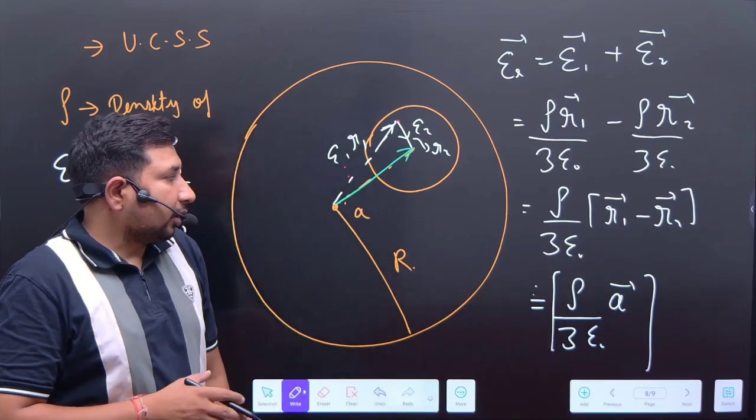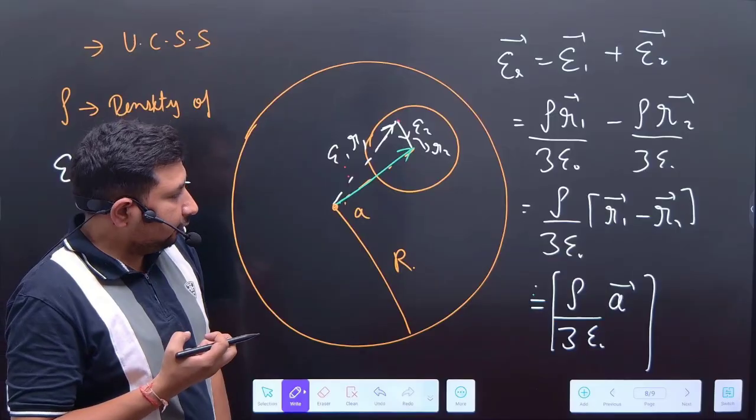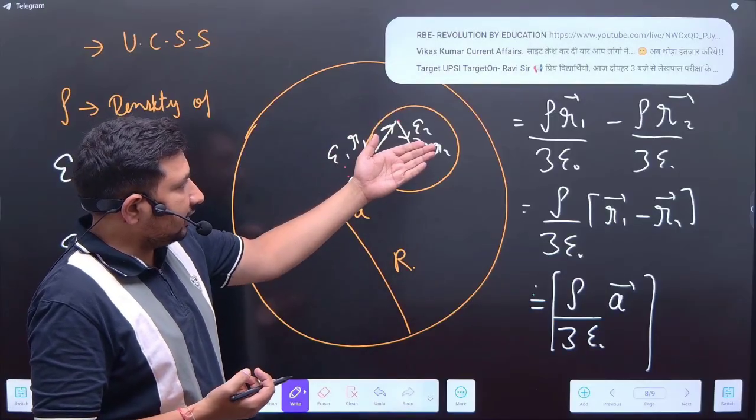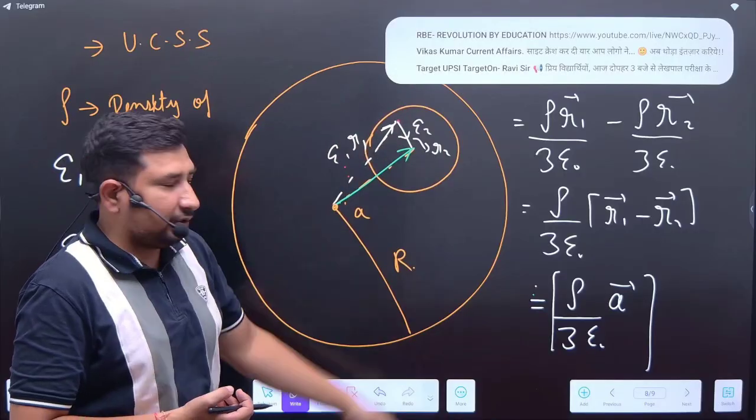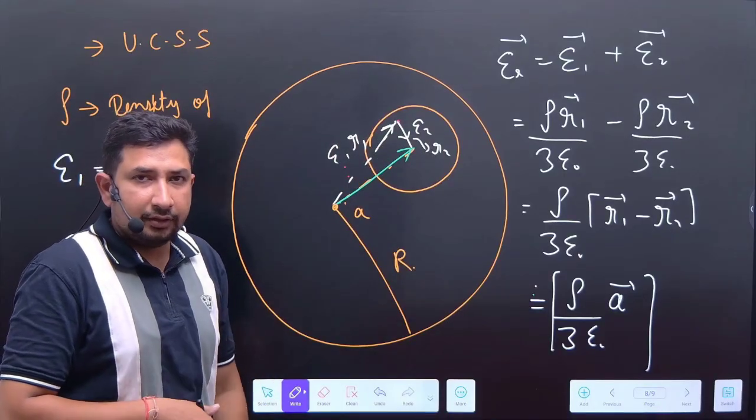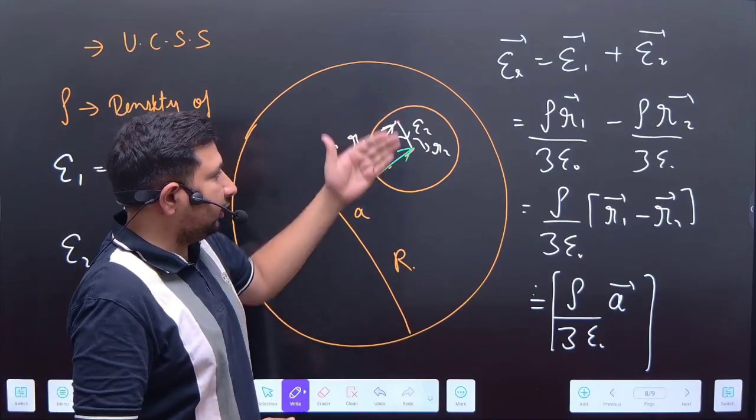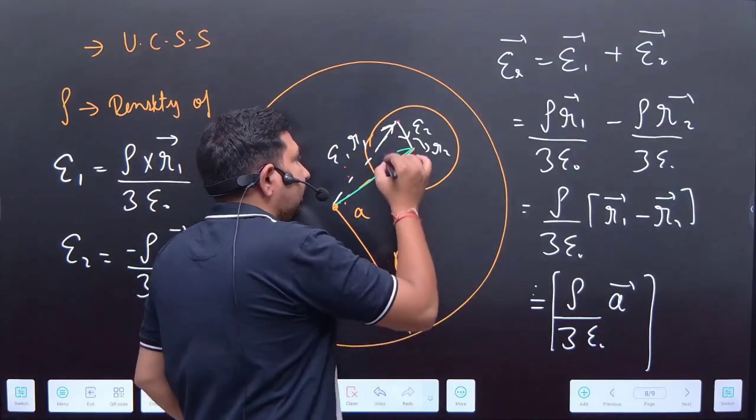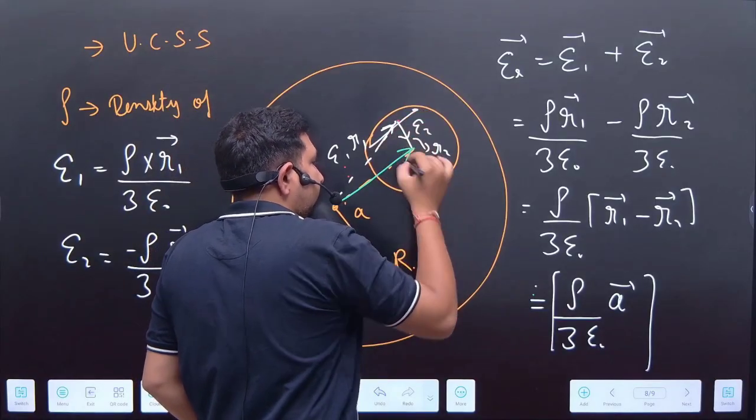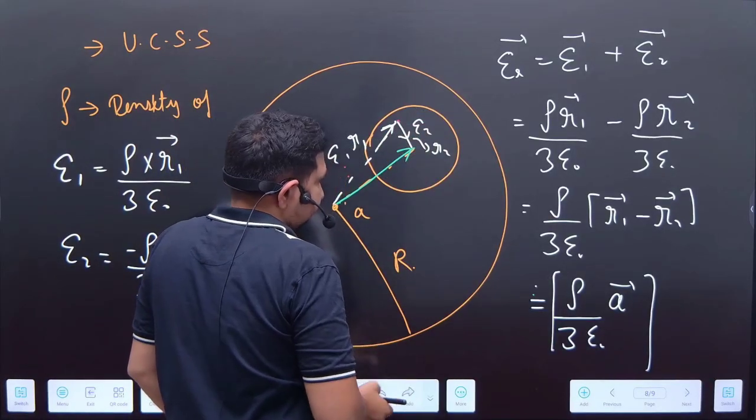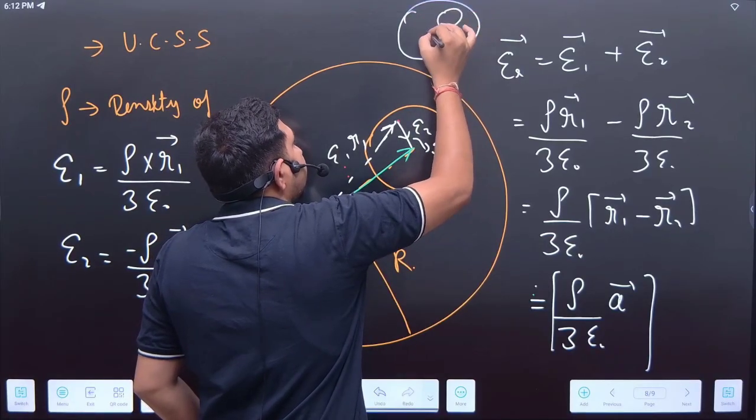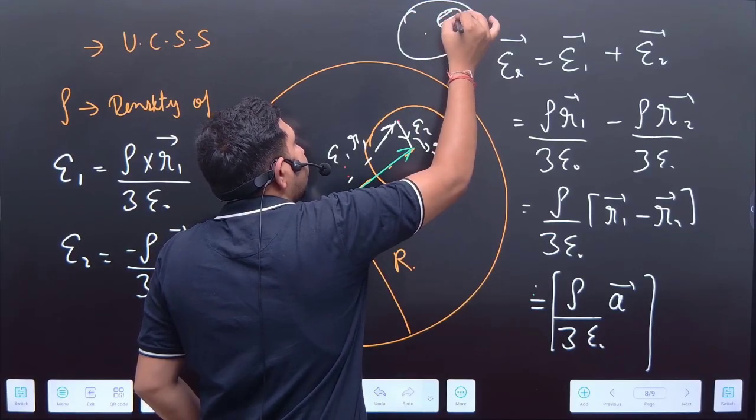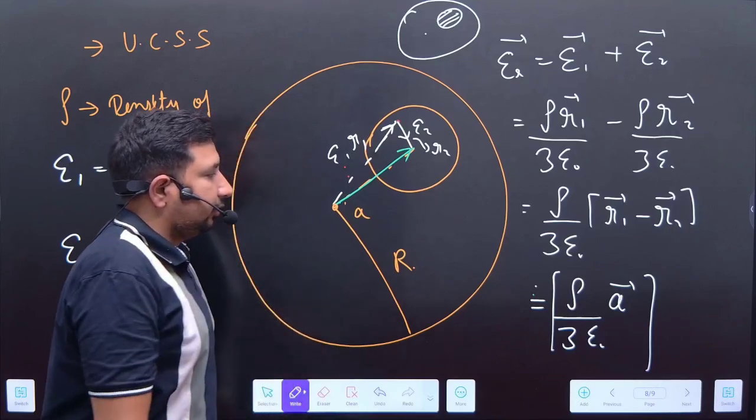Okay. And this electrical field is independent of position, it would be constant, and it would be along the line joining the two centers. So the electrical field would be something like this. If this is the entire sphere and this is the cavity, then the electrical field is uniform inside this cavity.